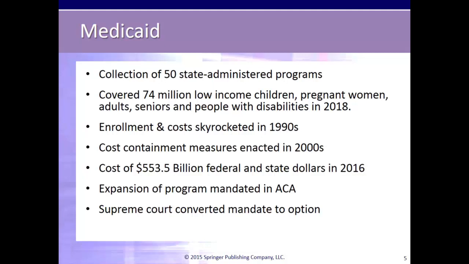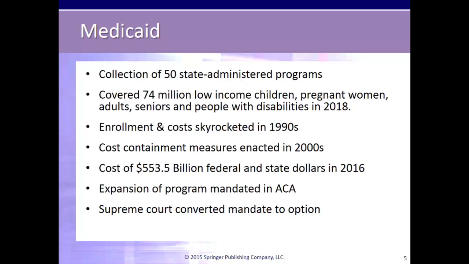The Medicaid program is provided through a state and federal partnership. States must follow federal guidelines but have flexibility in how the program is administered. Funding is a combination of state and federal funds based on the percentage of persons in the state who could qualify for the program. As of February 2018, there are 74 million Medicaid recipients who are low-income children, adults, seniors, and people with disabilities. In 2016, the cost of Medicaid was $53.5 billion federal and state dollars.